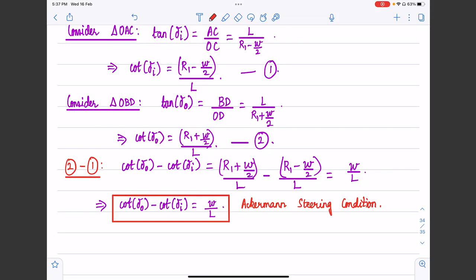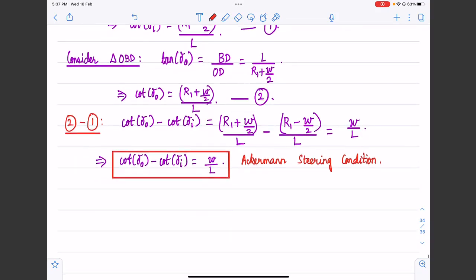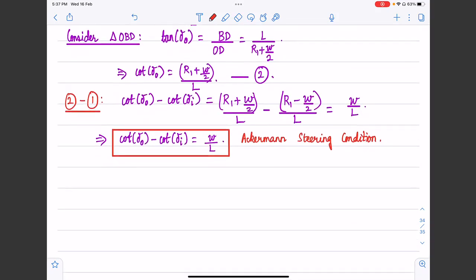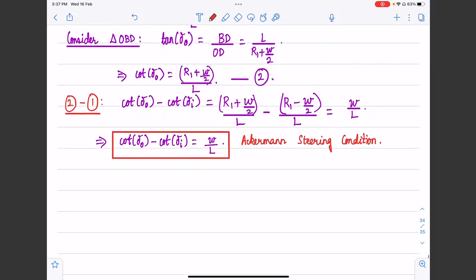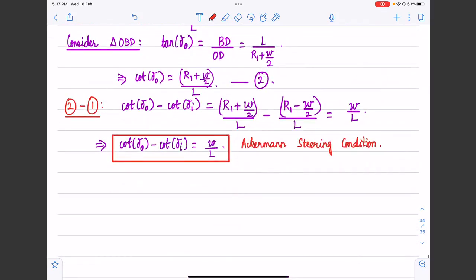However, it so turns out that we won't be able to meet it all the time. When we look at the construction of the actual mechanism, we will essentially see at what conditions this Ackermann steering condition would be satisfied. We will see that it's not going to be satisfied all the time. It's going to be satisfied at a specific position. So we'll look at it as we go along in our discussion.